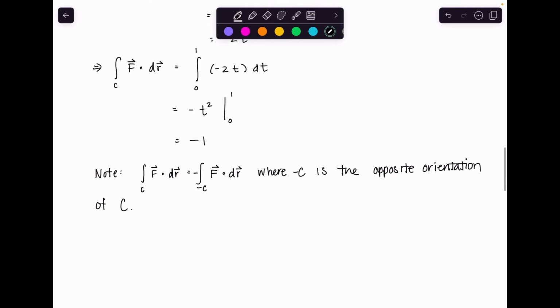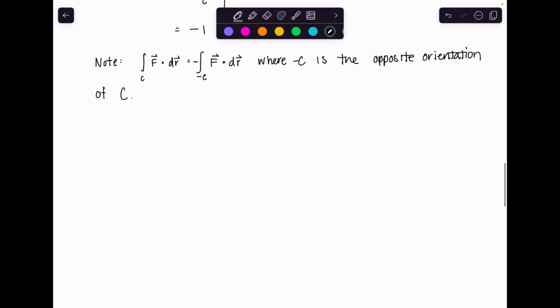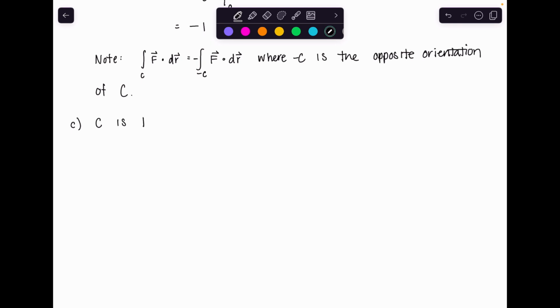All right, let's try a third one. And I'll do one more with this one. Okay, this next one's going to be a little bit more annoying. So instead here, C is the piecewise smooth curve.